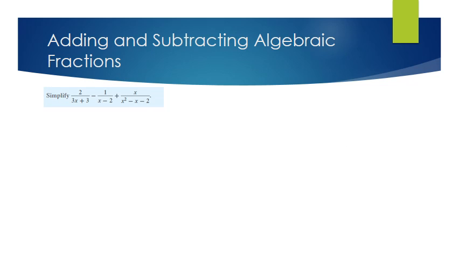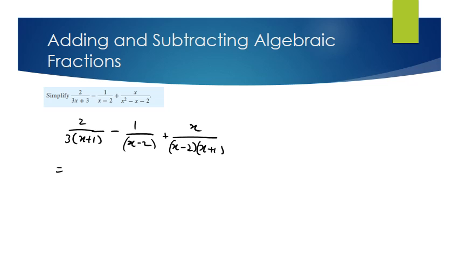Now, to add and subtract fractions, we need to factorize it first, so that we can have the same denominator. The first one we have 3, 1, factorized. Second one we have x minus 2. Then the last one we have x minus 2 plus 1. Alright, then make sure all of them have the same denominator. We have a 3, an x plus 1, and an x minus 2. So they should all have that underneath.